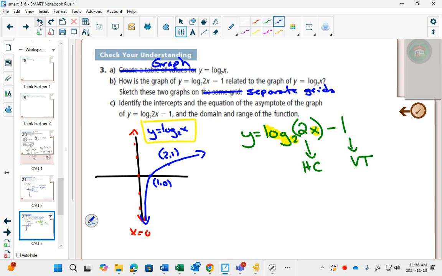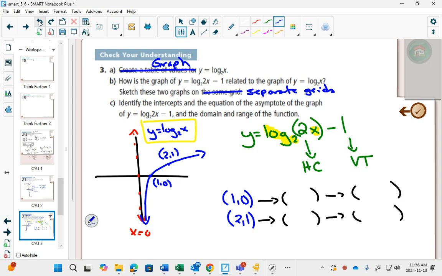So what did we do in chapter 3? We took points from our original graph, which were 1, 0, and 2, 1. We did all of our stretches and compressions first, and then translations second. We also looked at what's going to happen to our asymptote. So according to this, you will have to multiply your x by a half. Remember, x's are liars. And then go 1 down.